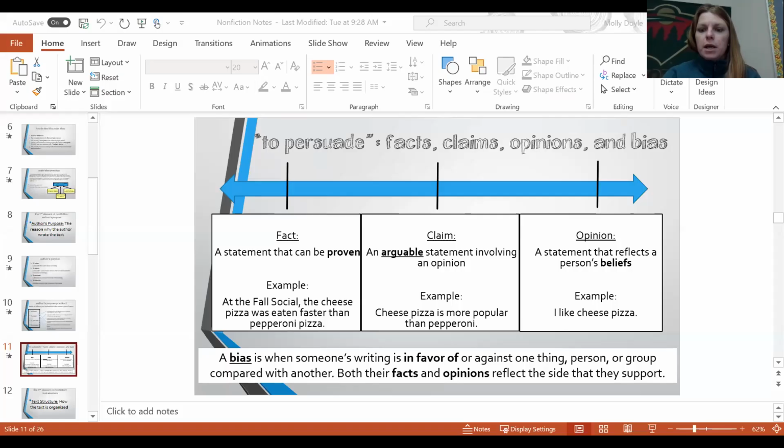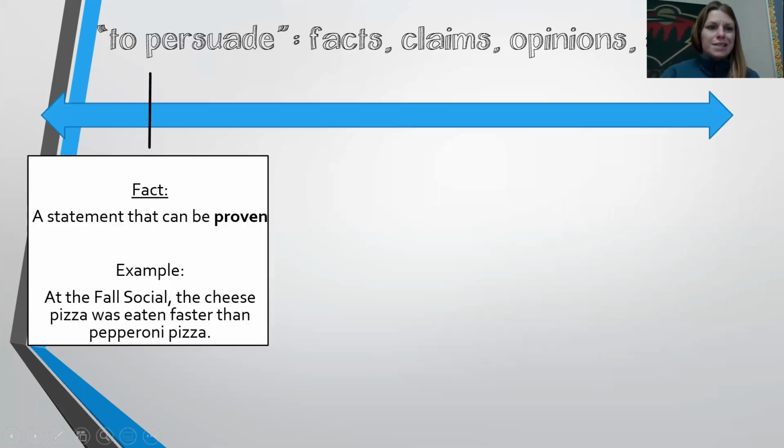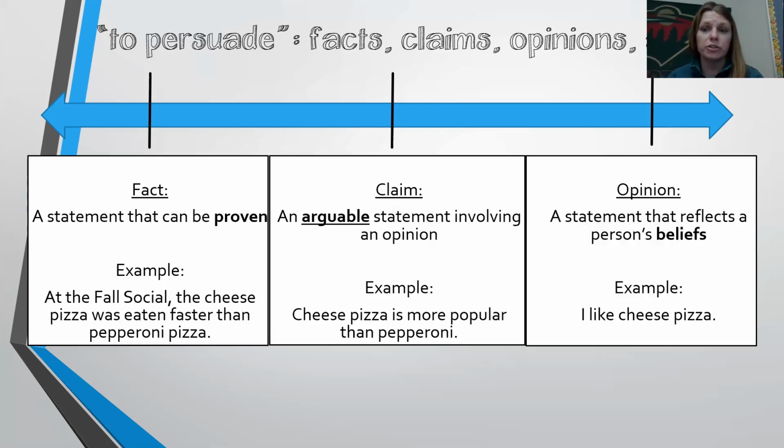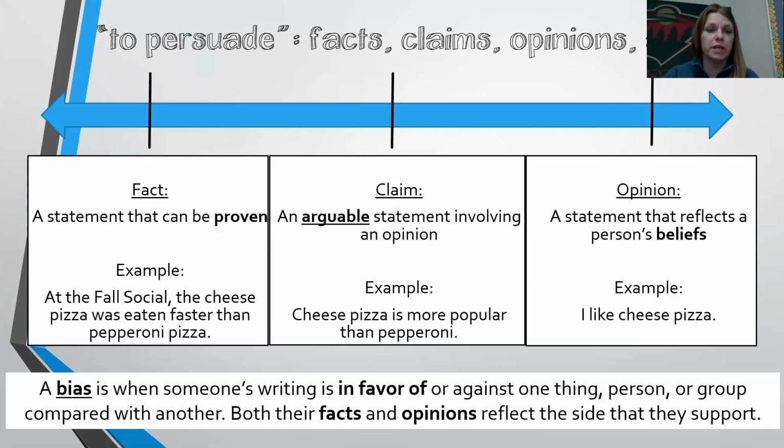All right. So this is where we left off yesterday with facts, claims, and opinions and bias. As a reminder, on the scale from left to right, fact is something that can be proven. A claim is an arguable statement that involves an opinion. So it's closer to a fact because you can back it up with evidence, but it's still closer to an opinion as well. And finally, an opinion is just a statement that reflects a person's beliefs.